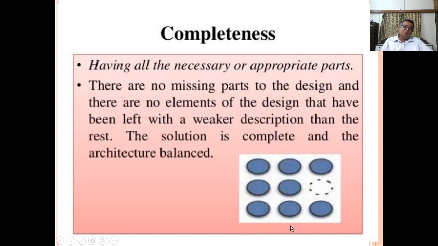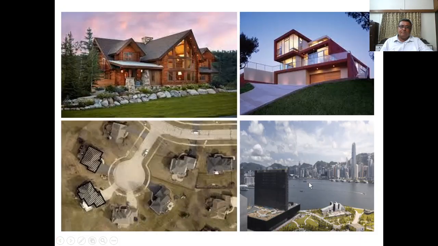Now in this figure we can see that there are 8 circles, with one missing. So we can say that this drawing is incomplete. If you introduce one more circle over here, we can say that the part or the drawing or the figure is complete.